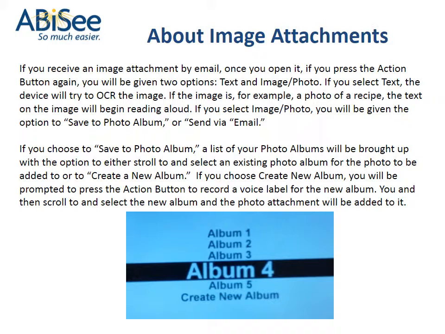If you choose to save to photo album, a list of your photo albums will be brought up with the option to either scroll to and select an existing photo album for the photo to be added to, or to create a new album. If you choose Create New Album, you will be prompted to press the action button to record a voice label for the new album. You then scroll to and select the new album, and the photo attachment will be added to it.